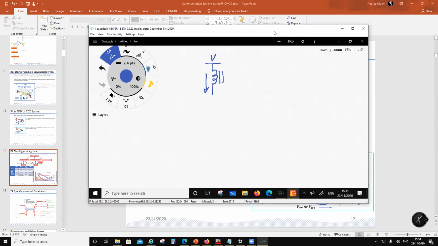Next, I am going to put here a switch and a shunt capacitor, and then I'm going to put this and this and a load. Let's say this is R, this is CS, this is LS, this is CSH, and then this is a choke, and this current is IDC.